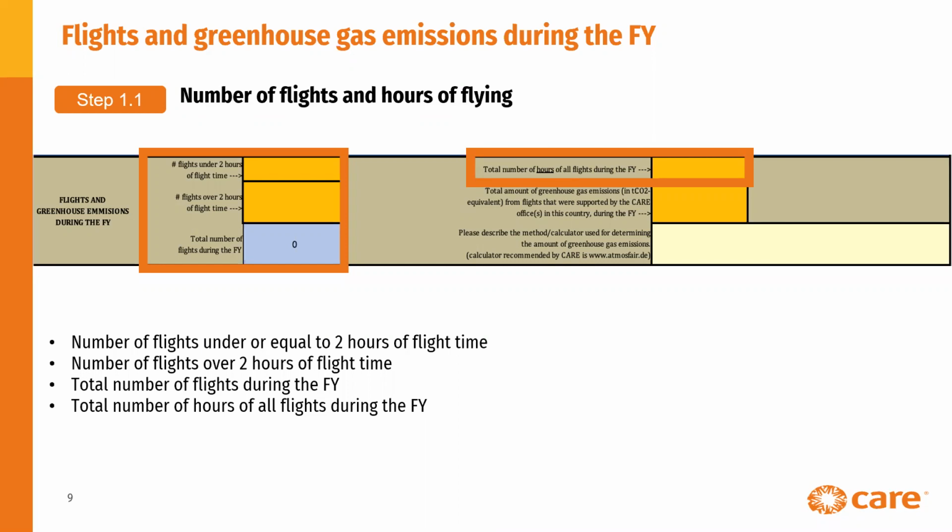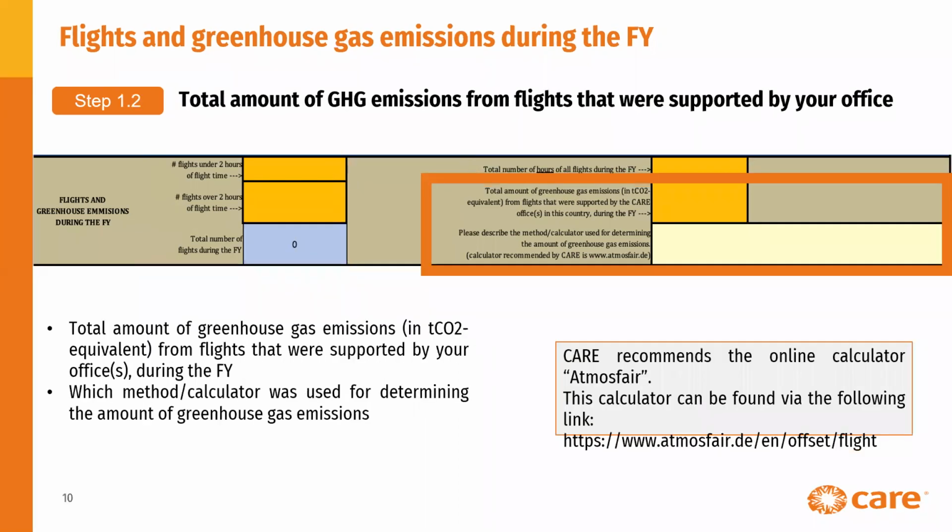We then go to the total amount of greenhouse gas emissions from flights that were supported by your office. Here we'll be looking into the total amount of greenhouse gas emissions in tons of CO2 equivalent from flights that were supported by your office during the fiscal year, as well as which method or calculator was used for determining the amount of greenhouse gas emissions. That was used to calculate it, basically.